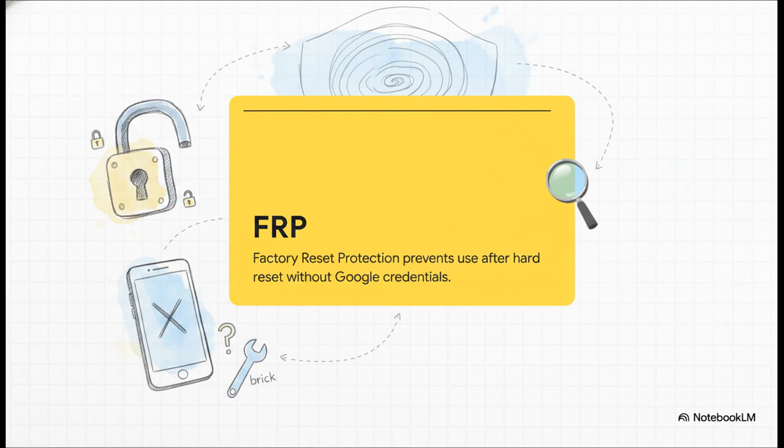It ensures that if a device is stolen and the thief performs the exact hardware wipe we just did, the phone is basically a useless brick to them unless they know your specific Google email and password. But in our repair scenario, where the user has genuinely just forgotten their details, this lock means you can't even complete the factory reset setup. We absolutely have to bypass it.